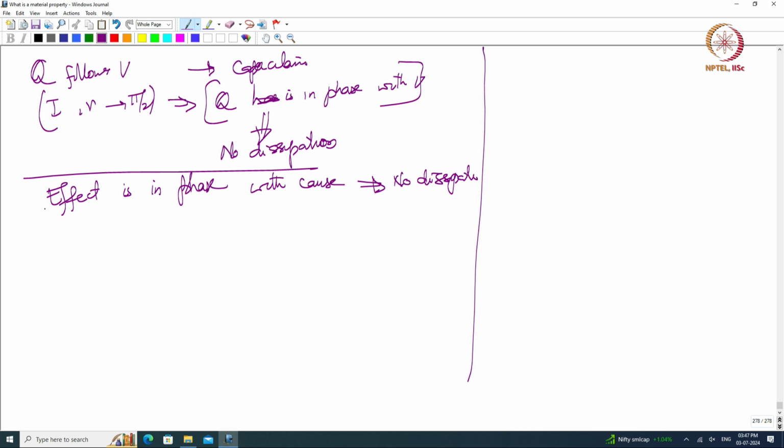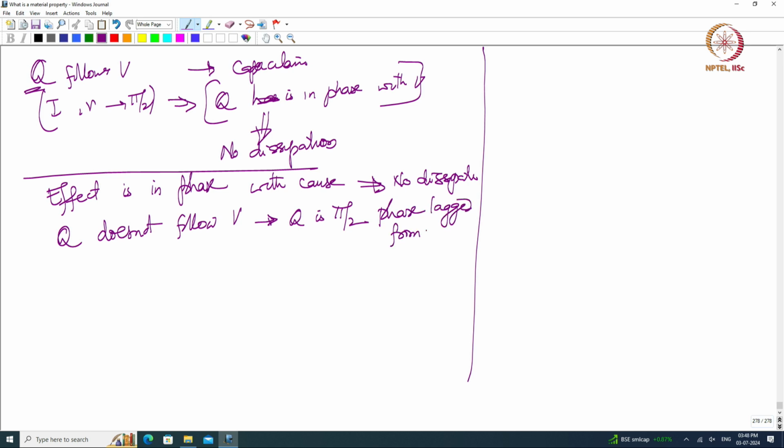The cause being V, and the effect being Q. However, in case of a resistor, Q does not follow V. Q is actually pi by 2 separated from V. So Q is pi by 2 phase lagged from V in case of a resistor.